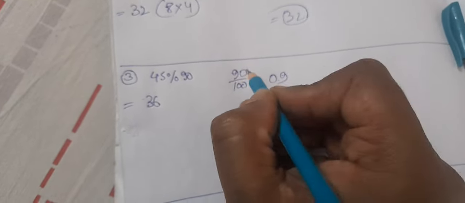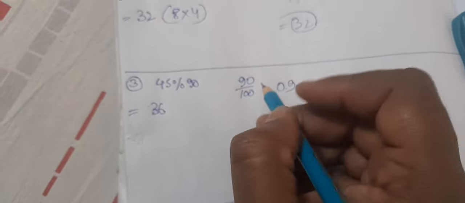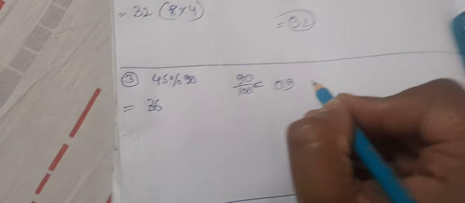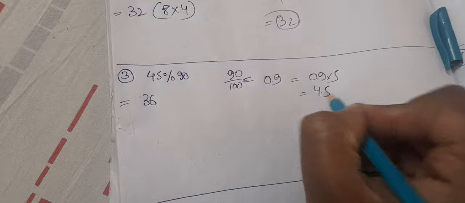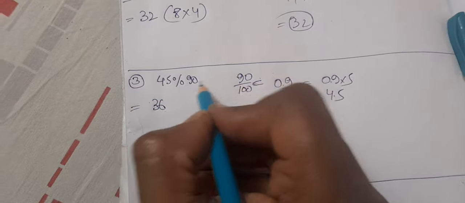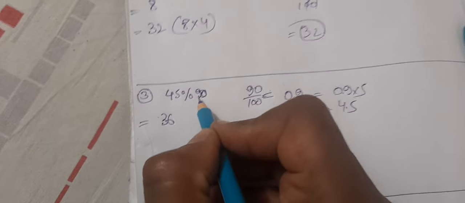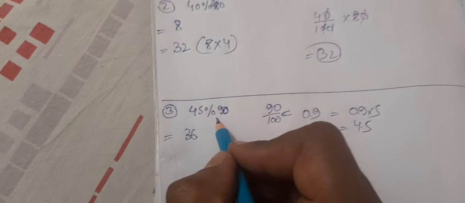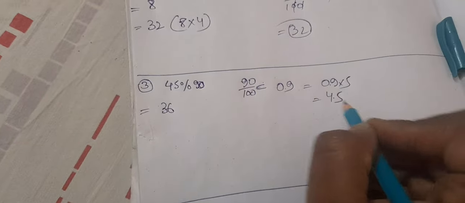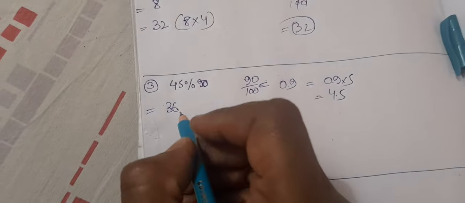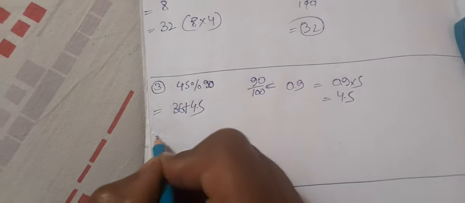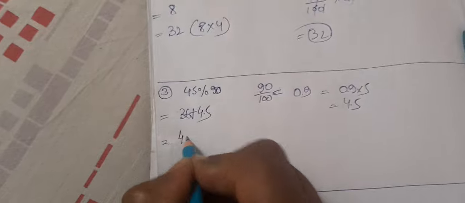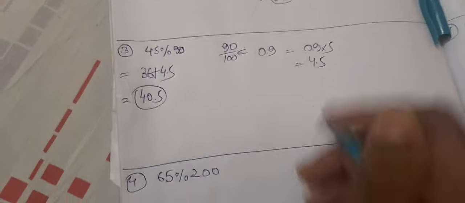1% of 90 is 90 by 100, it will be 0.9. So 0.9 into 5 would be 4.5. Or you can take 5% of 90 as half of 10% of 90, which is 9 by 2, that is 4.5. That also you can calculate. So 40 plus 5 means 40.5. Okay, let's check.